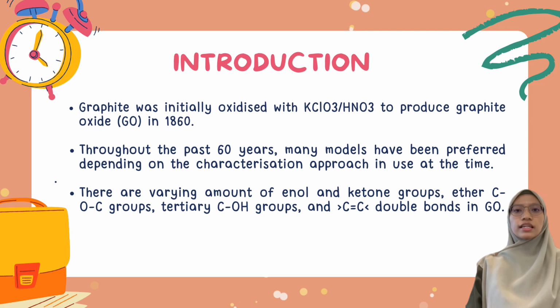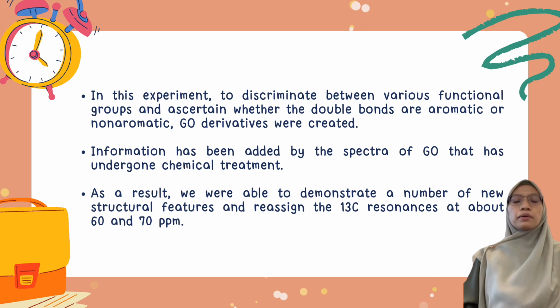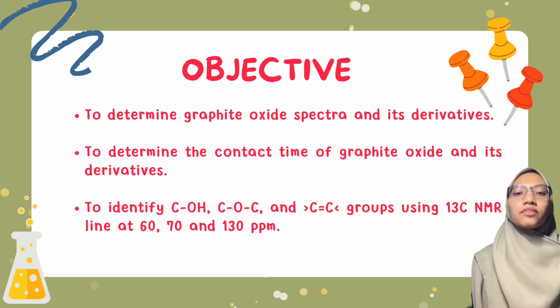Experiments using various techniques have established that graphite oxide contains different amounts of tertiary alcohol groups, ether groups, and double bonds, as well as enol and ketone groups. The derivatives of graphite oxide were prepared in order to distinguish different functional groups and to determine whether the double bonds are aromatic or non-aromatic. Spectra of chemically treated graphite oxide have provided additional information. As a result, we were able to reassign the carbon-13 resonances at 60 and 70 ppm and demonstrate a number of new structural features.